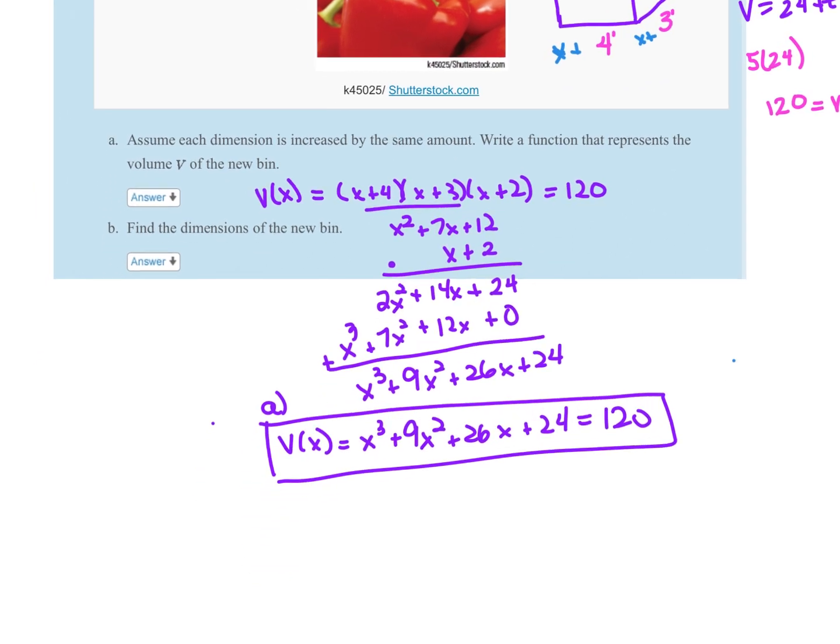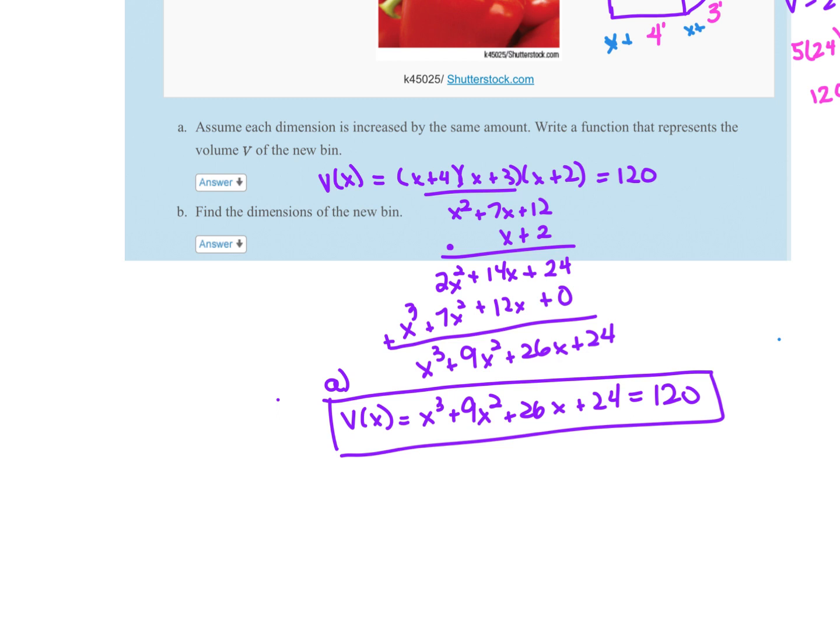So now we need to find the dimensions of the new bin. And so what we want to do is set the equation equal to 0. So we're going to subtract 120 from both sides. And so we will have x cubed plus 9x squared plus 26x minus 96. Now, thinking about Descartes' rule of signs, we can see how many positive numbers we have. And we can't have negative, right? We have to have a positive volume, positive measurement. And so we only have one sign change here, so everything's positive except for that negative 96. So we know that we only have one positive real root possible.